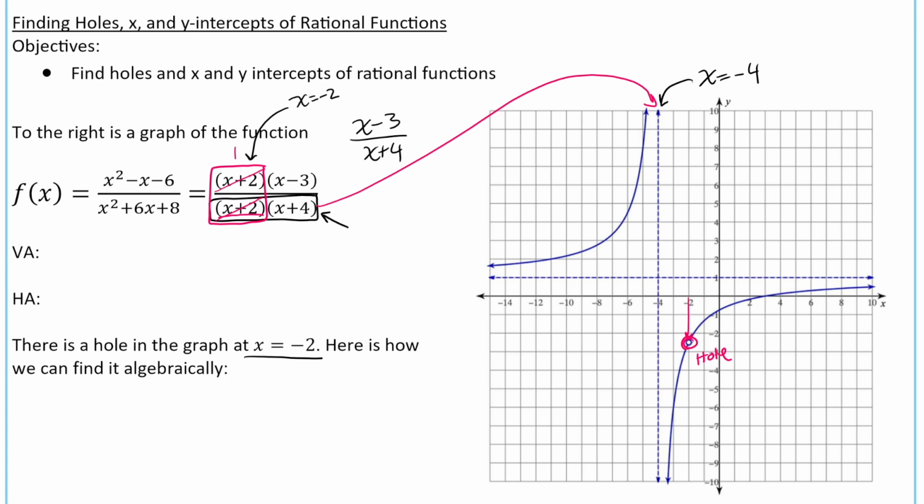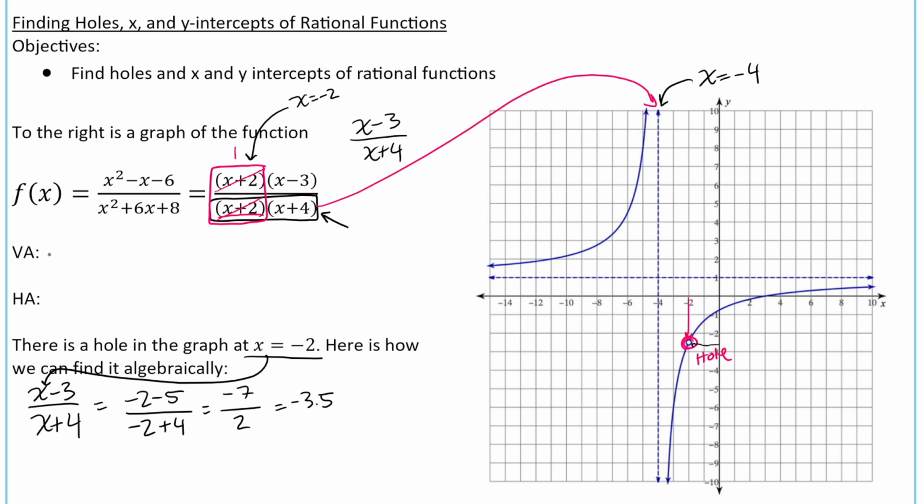So to find the y value algebraically, you use the reduced function, x minus 3 over x plus 4, and you just plug in -2 and simplify. So -2 minus 5 over -2 plus 4, so that's -7 over 2, or about -3.5, which is approximately the y value that we have.